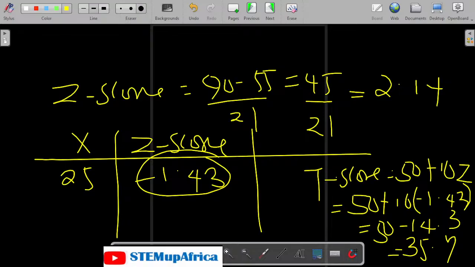They can't ask us to find only T-score. No, they didn't ask. I'm just saying in case you were asked.